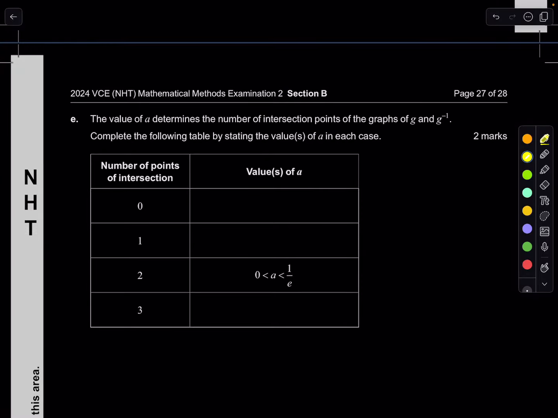Find how the value of a determines the number of intersection points of the graph of g and its inverse. Complete the following table by stating the values of a in each case. For example, for 2 points of intersection, they've already given it to us: a has to be between 0 and 1 over e. 1 point of intersection, we need to find those. 0 points of intersection, what values of a? And 3. Let's do the first case, where there's no intersection, so there's 0. What values of a does that?